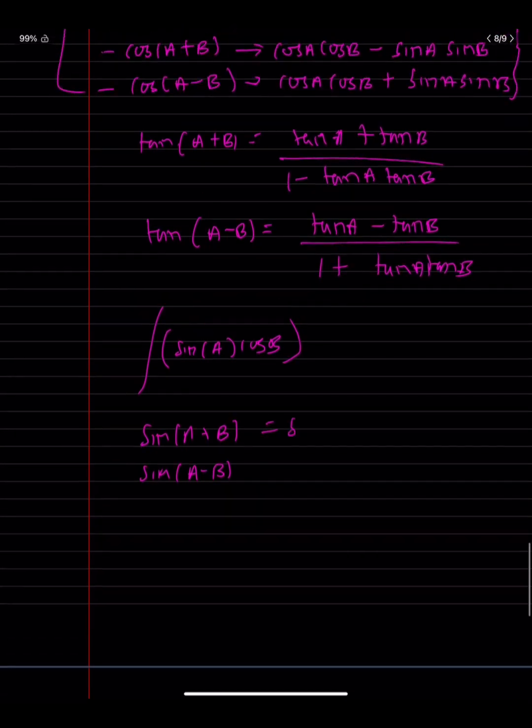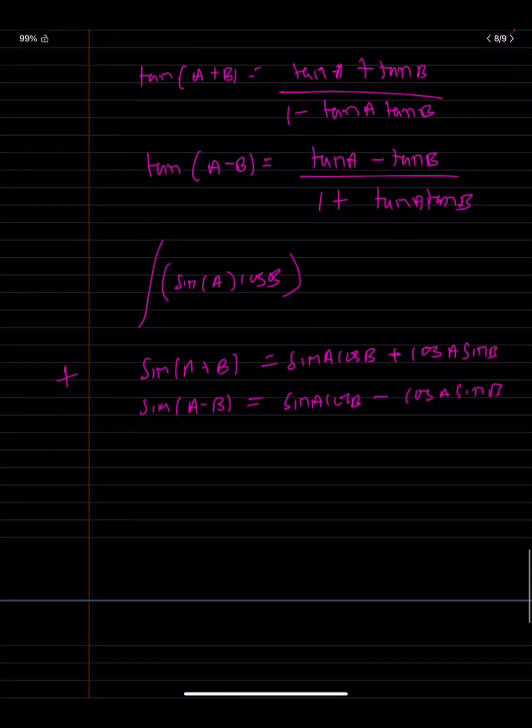The first one is sine A cos B plus cos A sine B, and this one is sine A cos B minus cos A sine B. When I add these two identities, the negative term goes out with the positive one, and I get 2 sine A cos B equal to sine (A plus B) plus sine (A minus B).